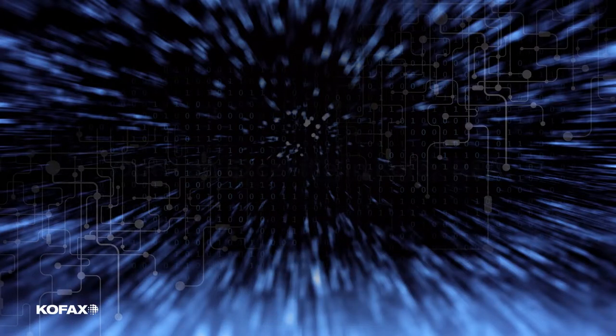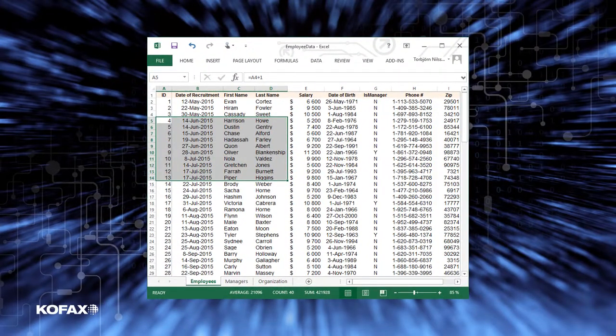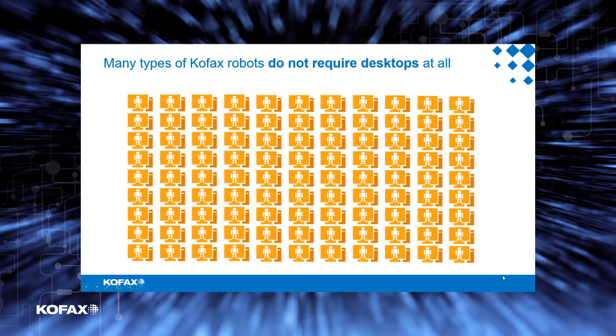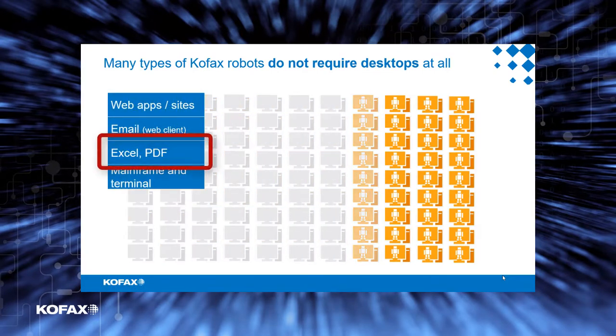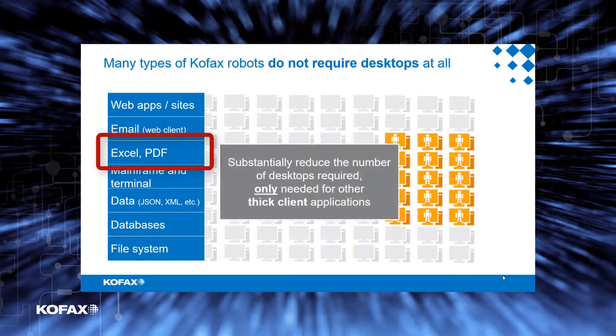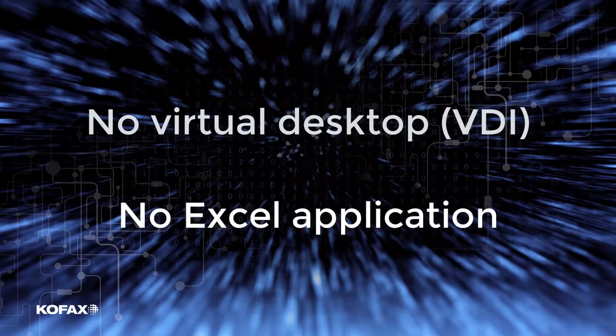When automating a manual process, we often find that Excel data is being used in some step of the process. A Kofax RPA robot can interact with Excel data just as natively as with websites. The configuration is done within the Design Studio. The robot requires no virtual desktop or even the Excel application itself.